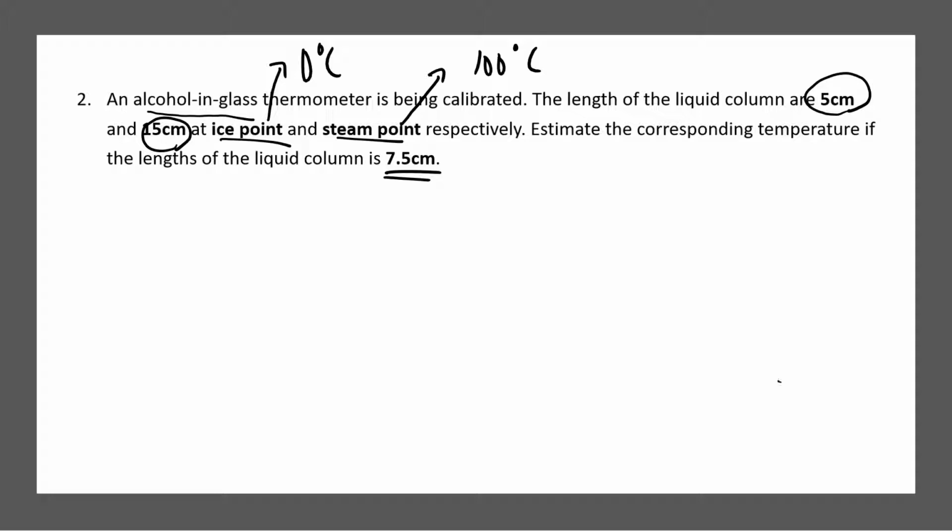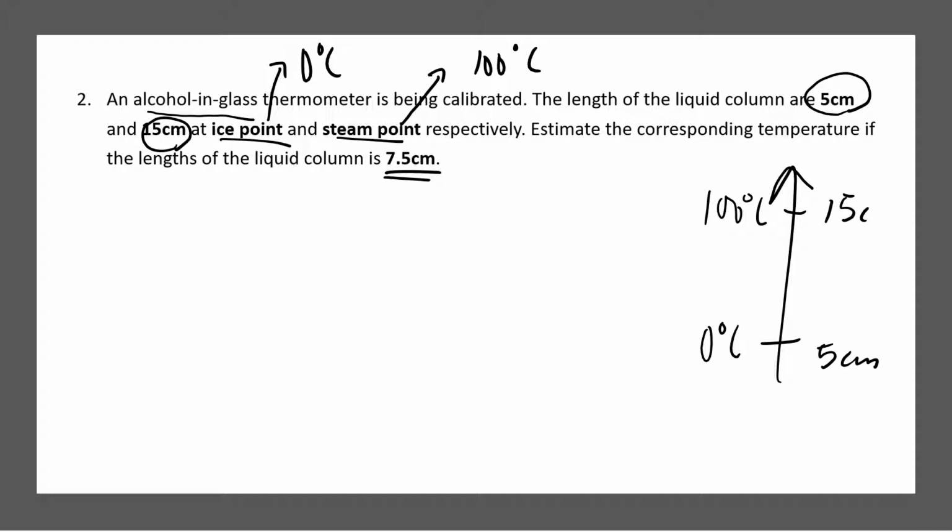First of all, draw the calibration graph. So this is 0 degrees, this is 100 degrees, and this is 5 cm, and this is 15 cm. And now you have to find 7.5 cm. I will put a T here. So that's how you draw the calibration graph. And after that, simple stuff, as mentioned before, draw the ratio.